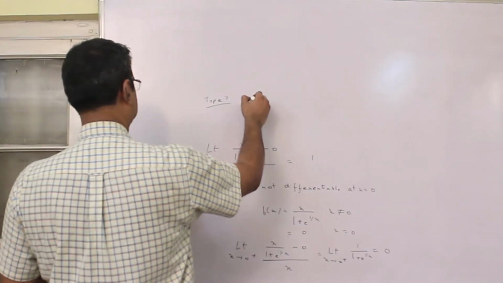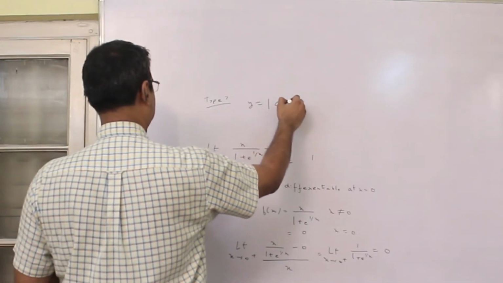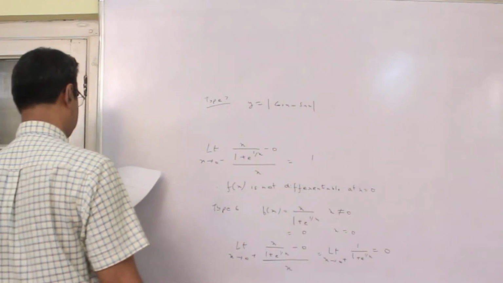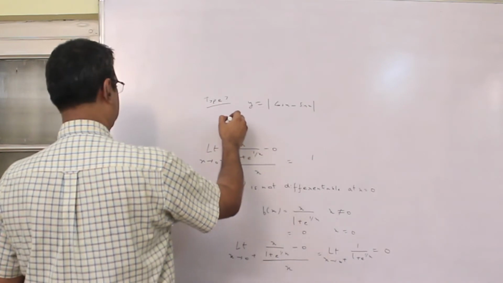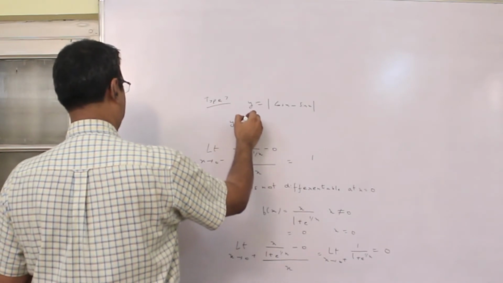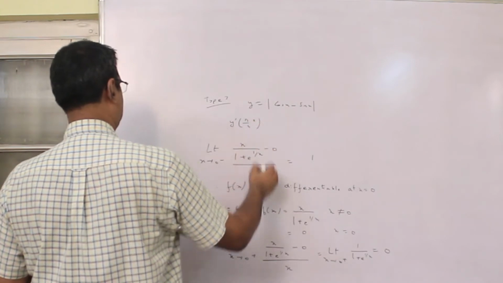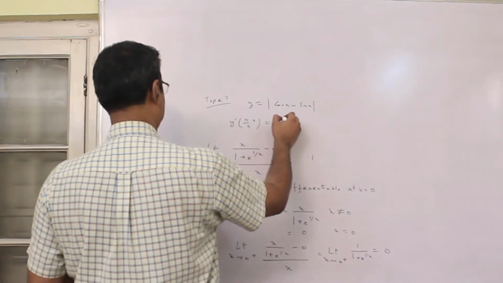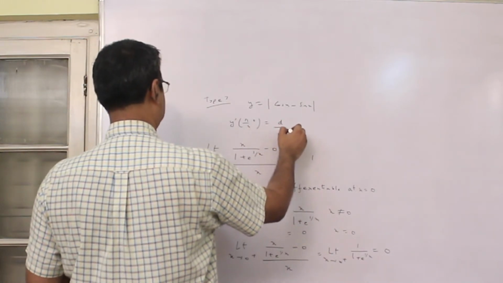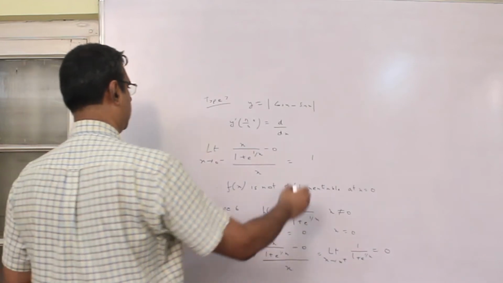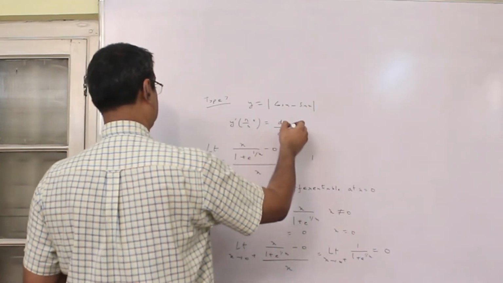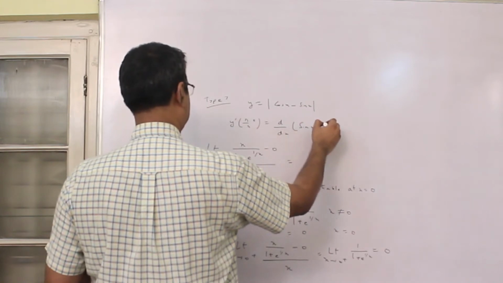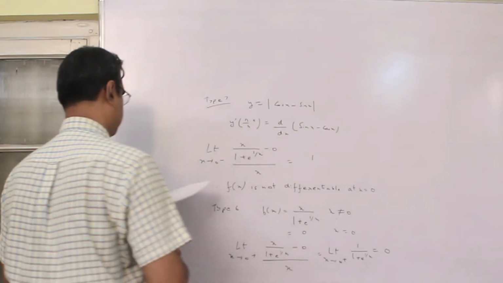it's given that there is a function y equal to modulus of cos x minus sin x. So the question is that you have to find dy by dx at pi by 4. So what you can do is that since this is not a piecewise function, you can do the derivative by ordinary differentiation d by dx. So for the right hand limit, the function will become sin x minus cos x.